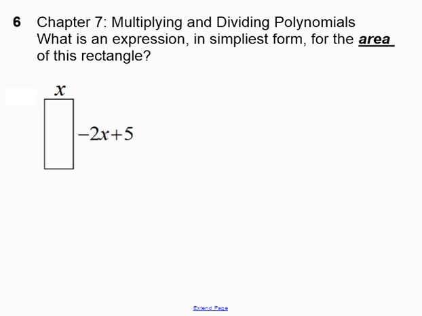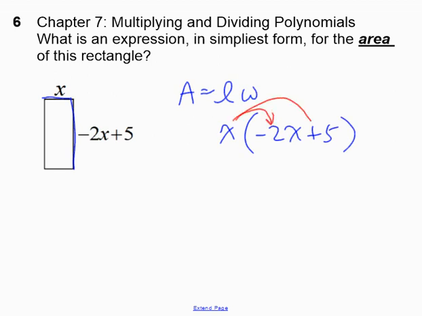Question 6 asks you to find the area of this rectangle instead of the perimeter, and we know that area is equal to length times width. And since we have a monomial and a binomial, and it doesn't matter which one we choose to be length or width, it's always easy to choose your monomial as your length, multiplied by the binomial, which is your width. When we solve this, we need to use distributive property because we're multiplying a monomial by a binomial.